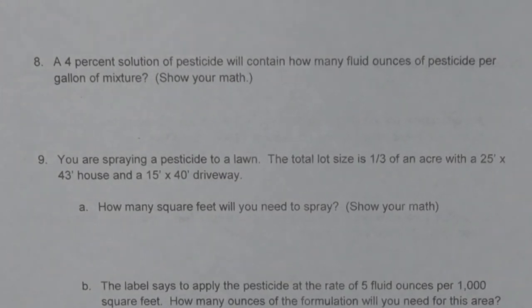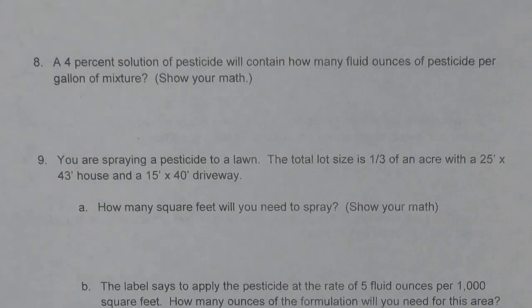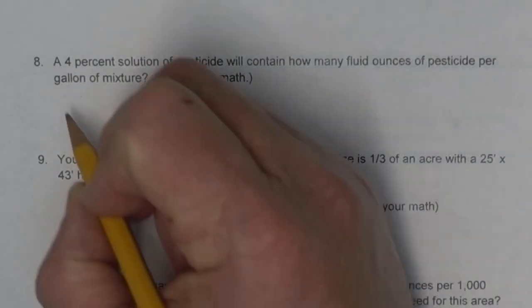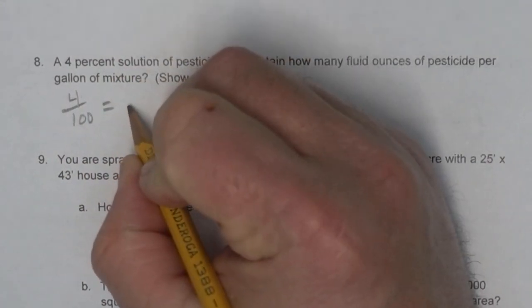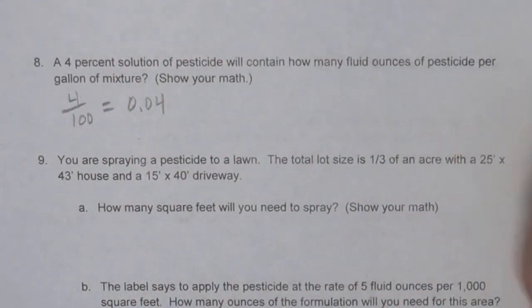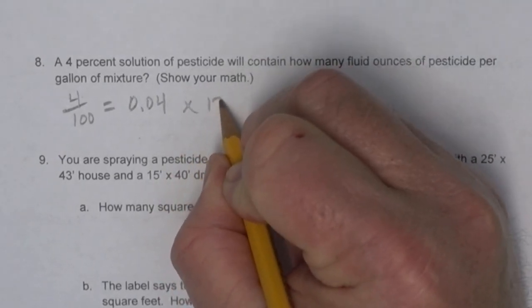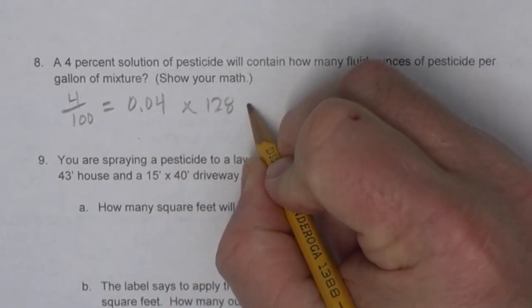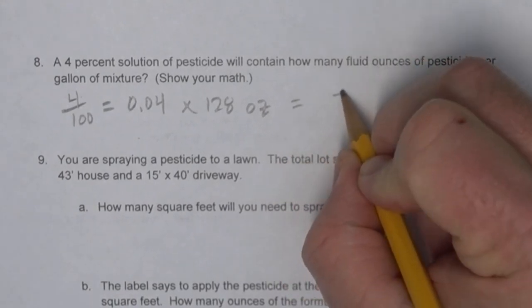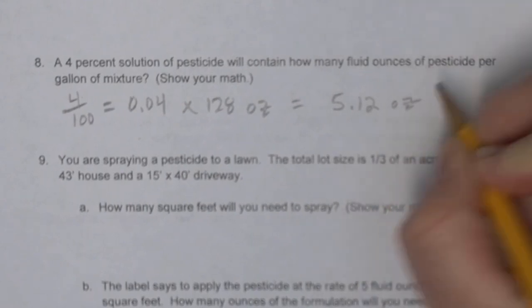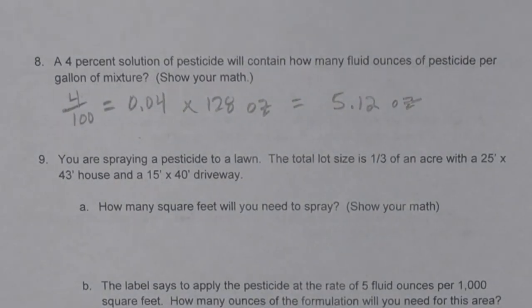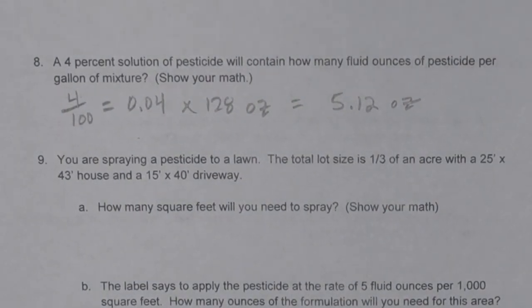A 4% solution of pesticide will contain how many fluid ounces of pesticide per gallon of mixture? Real simple problem, but one that we need to know. So we have a 4%, guys, which is 4 divided by 100 is 0.04. We know there's 128 ounces in a gallon. Gives us 5.12 ounces of pesticide per gallon of mixture.